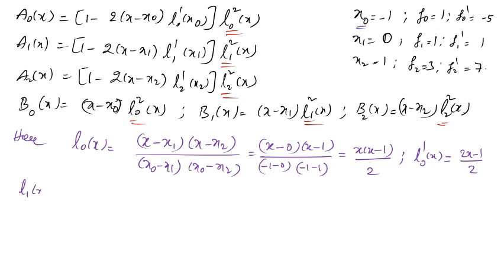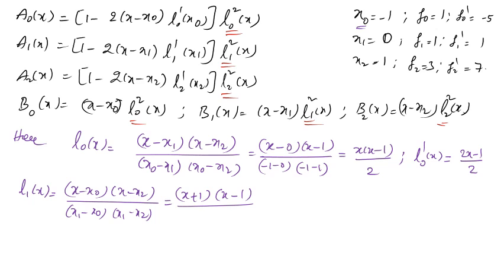And similarly L1(x). What is L1(x)? It is (x minus x0)(x minus x2) divided by (x1 minus x0)(x1 minus x2), replacing x by x1. This is equal to (x minus 0 minus 1)... that is (x plus 1)(x minus 1) divided by (0 plus 1)(0 minus 1). This value is minus x square plus 1 divided by minus 1... so minus x square plus 1. This implies L1 dash of x equals minus 2x.